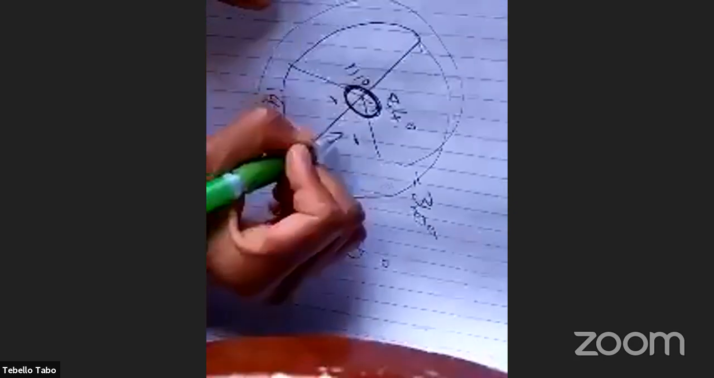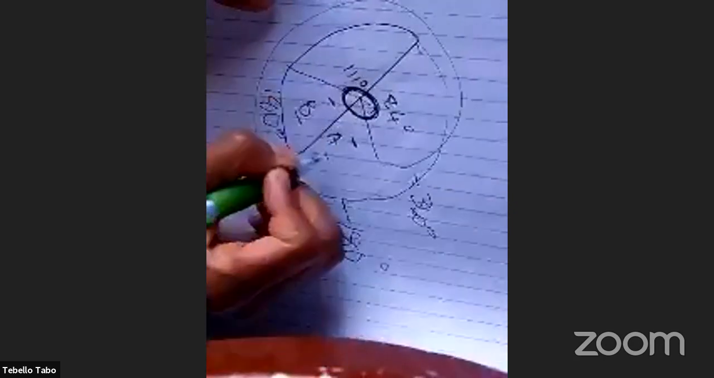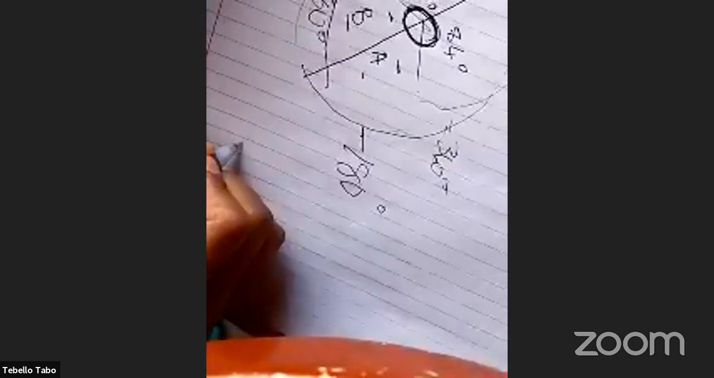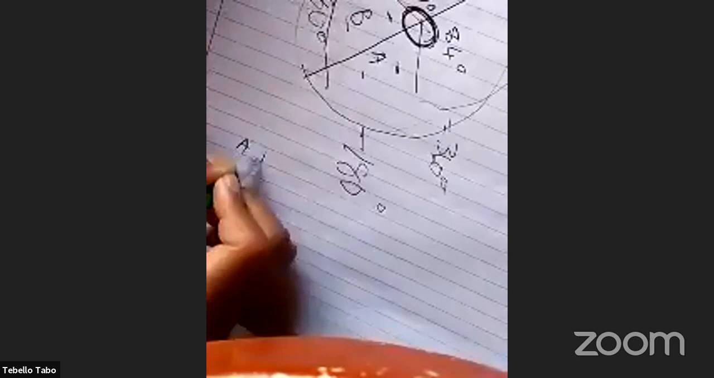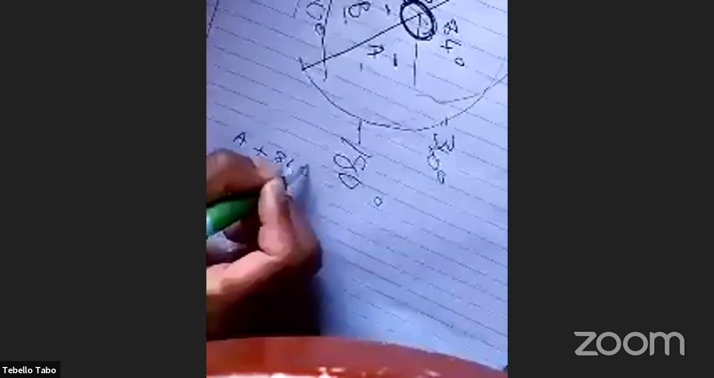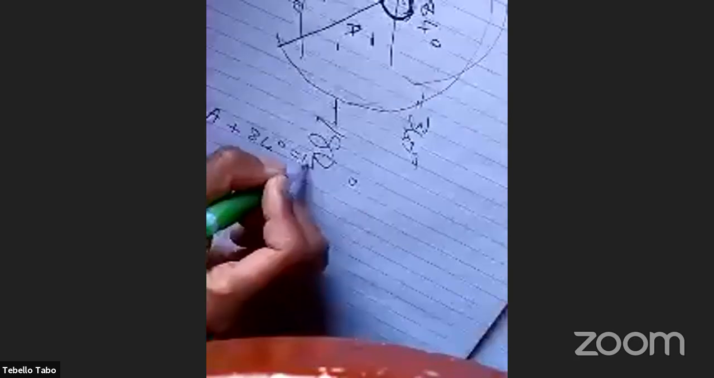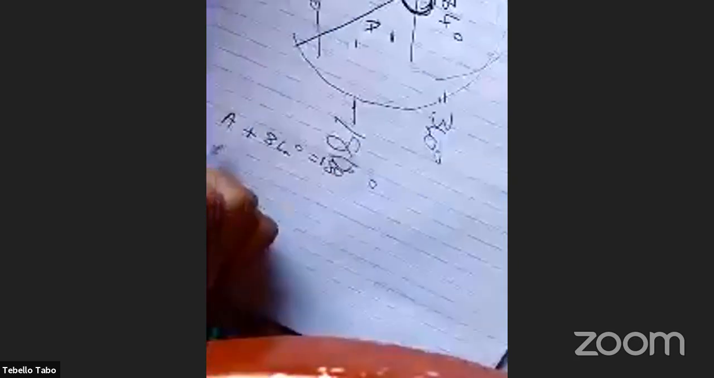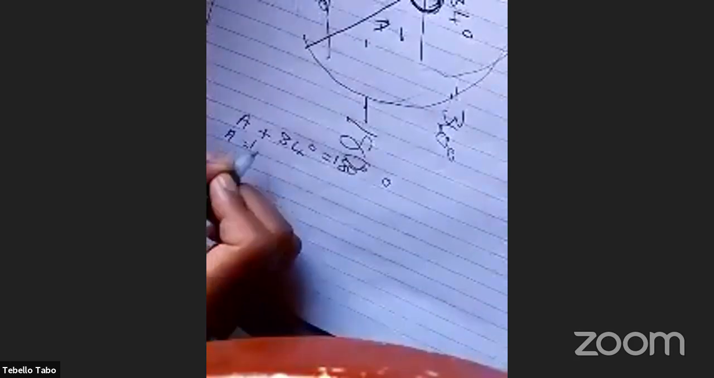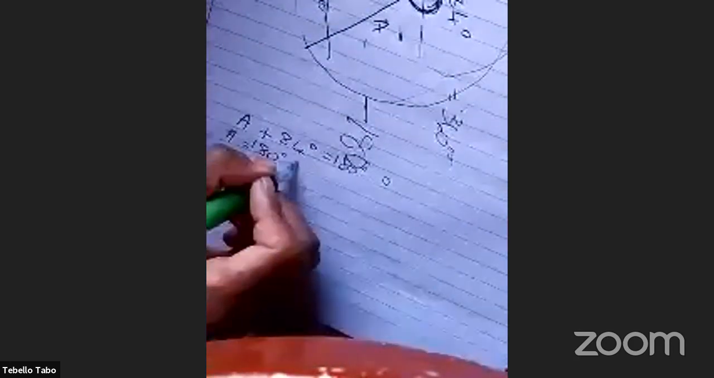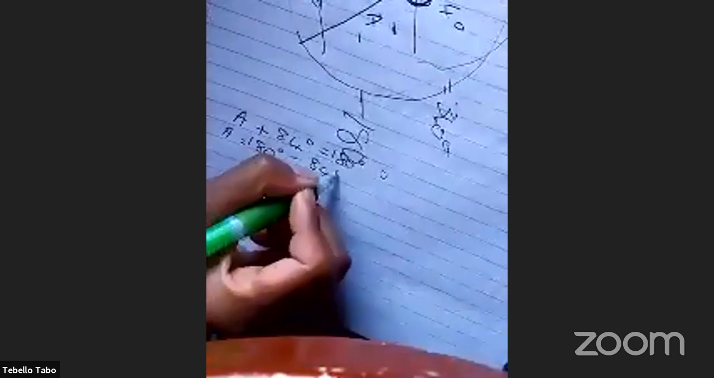So let's name this A, and let's say this one is B. So, guys, can you please, just for a minute, calculate the value for A? Tell me the answer for A before we discontinue. Let me write our equation for A. Our equation for A will be A plus 84 degrees equals to 180 degrees. And then we'll have A equals to 180 degrees minus 84 degrees.